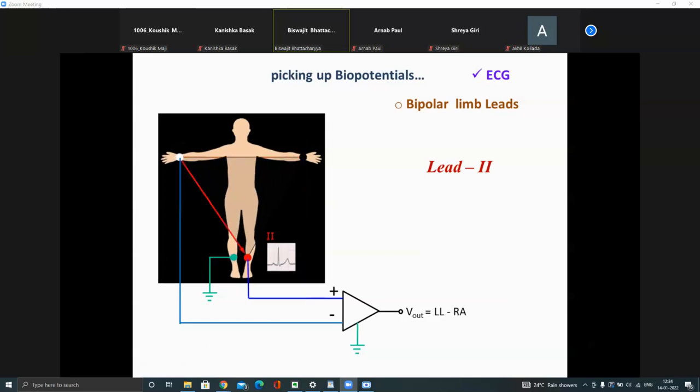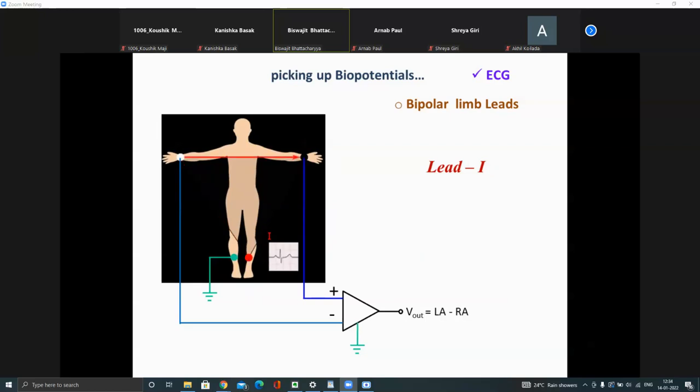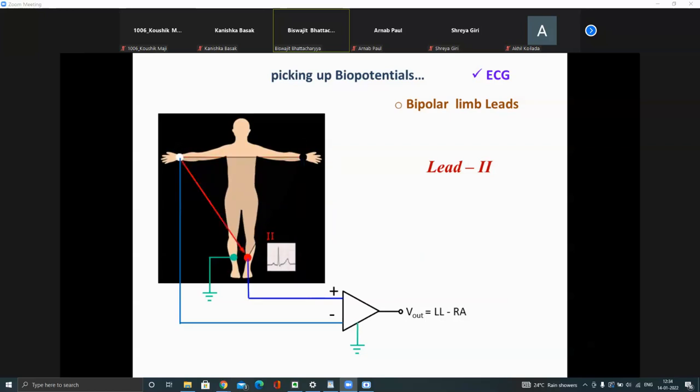Now what is our lead two? Our lead one was like that. Now our lead two is left leg minus right arm. So you see it is left leg minus right arm. Okay, that is the voltage. Left leg minus right arm.